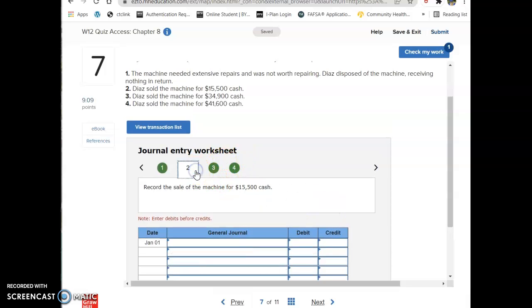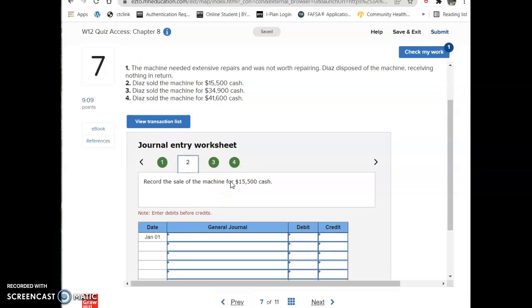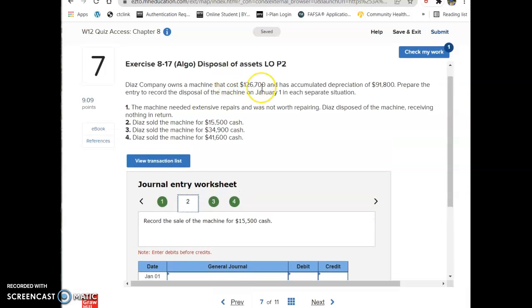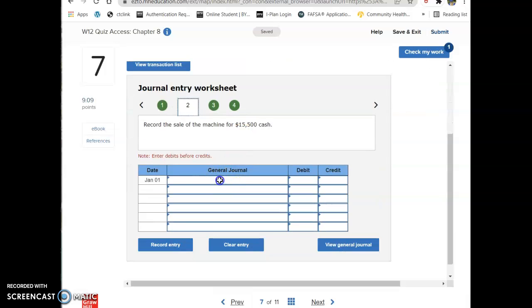Okay, number 2, they are selling the machine for cash, so they are actually getting cash for this one. However, we did learn that the book value is the 34,900, so they received less money than it's actually worth, so it's a loss on the sale of the machine. So it's going to be the same thing, but we are getting cash for it.